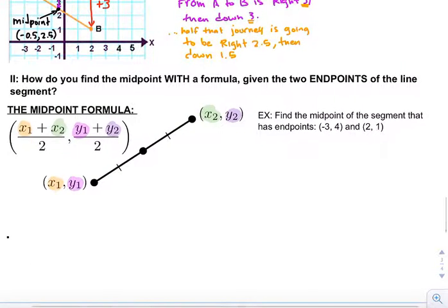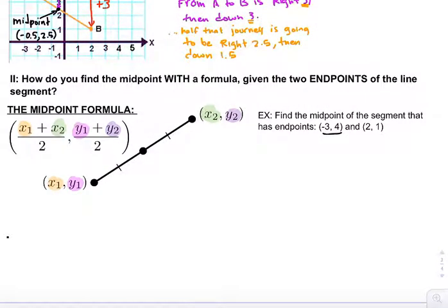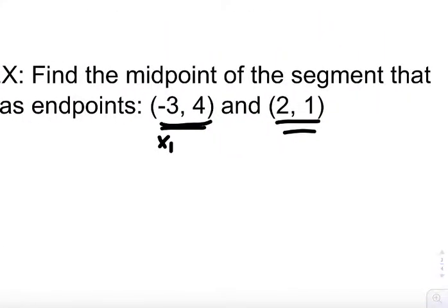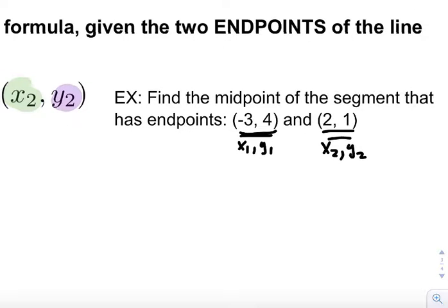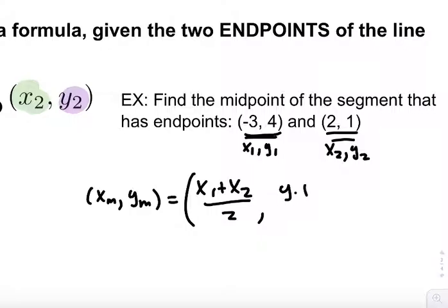And so, for example, if I were asked to find the midpoint of the segment that has endpoints negative 3, 4, and 2, 1, I can first come in here and just make sure I label everything. x1, y1, this will be my x2, y2. And then I can apply my midpoint formula. So my midpoint formula says the x value of my midpoint, the y value of my midpoint, is the same as taking x1 plus x2 over 2, y1 plus y2 all over 2.